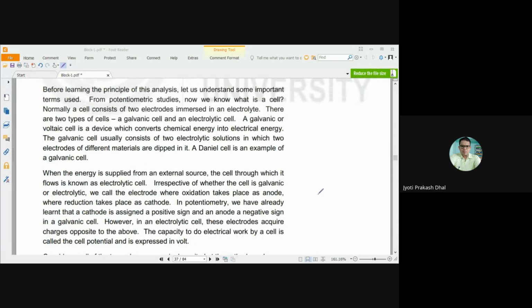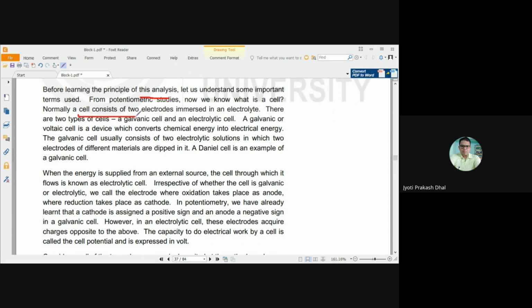Before learning the principle of this analysis, let us understand some important terms used. This is your long question, the principle of this analysis, but first we should become acquainted with some fundamental terms. From potentiometric studies, we will now see what a cell is.